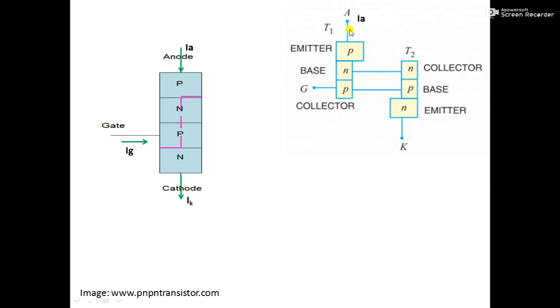This is the anode terminal, so here you will have anode current IA. This is gate terminal, so here you will have IG current. This is cathode terminal, so here you will have current IK. So this transistor T1 is PNP and this second transistor T2 is NPN. Together they form SCR.